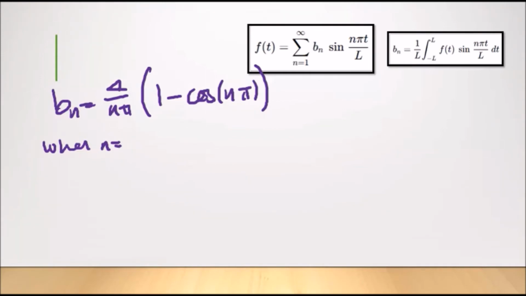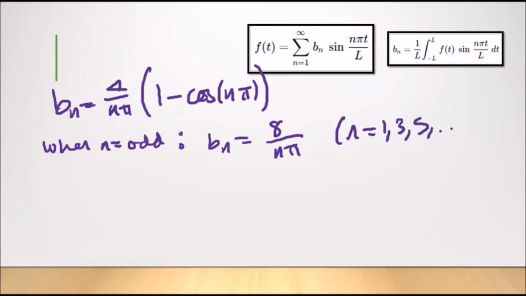The whole point of this is to test what happens when n is odd or even, barring 0. When n is odd, we're going to be left with a negative 1. So bn equals 4 over n pi times 1 minus negative 1, so this becomes a positive 2. So it'll be 4 over n pi times 2, which gives us 8 over n pi. Just to make it clear, this is for when n equals 1, 3, 5, and so on. Test this in your calculator and you'll see that the entire value of cos n pi becomes -1.